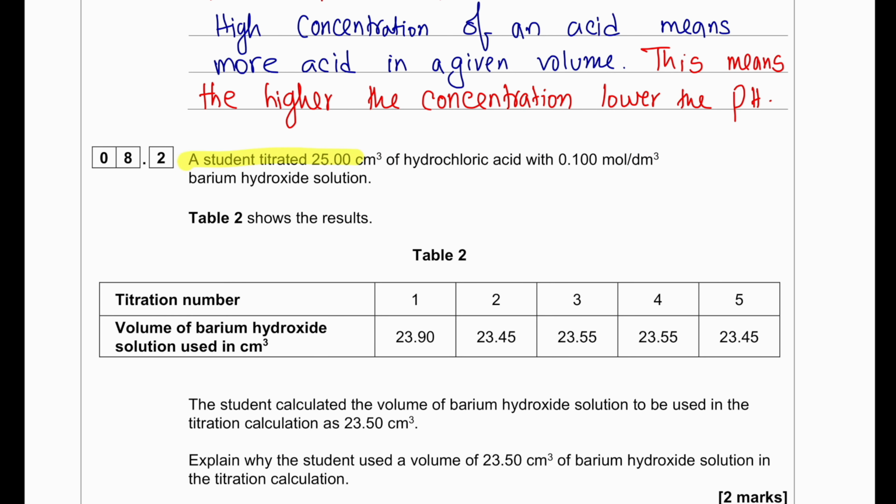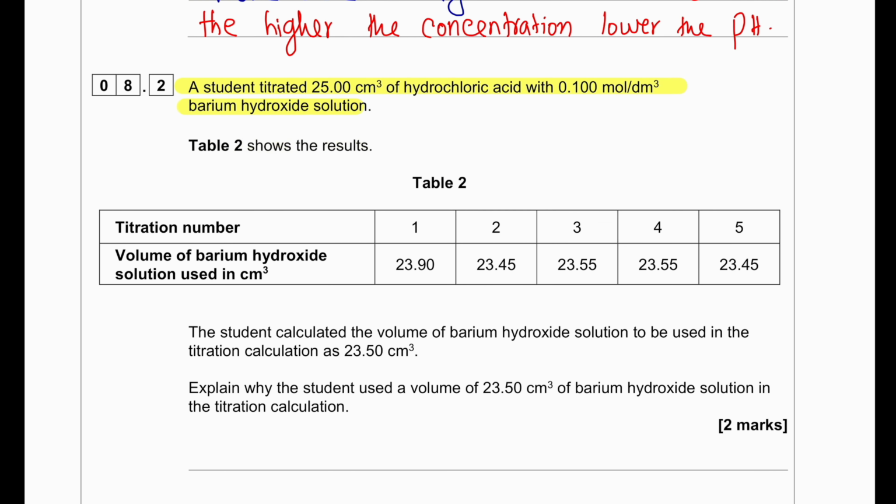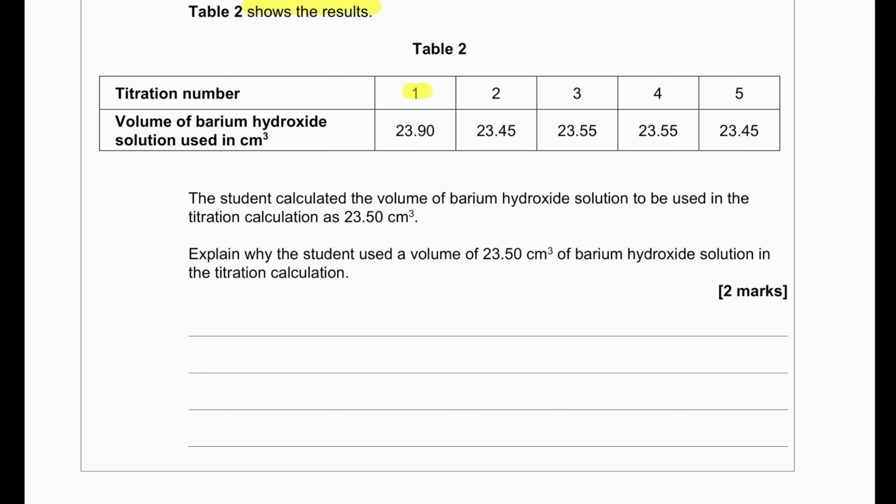A student titrated 25 cm3 of hydrochloric acid with 0.1 mole per dm³ barium hydroxide solution. Able to show the result. We can see there are a total of 5 titrations that are done and they have close results. However, we need to find out the concordant result. Remember, a concordant result occurs when the titration volume is within 0.1 cm3.